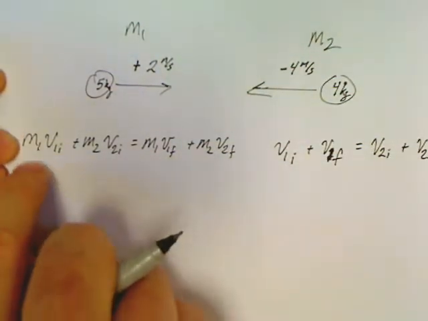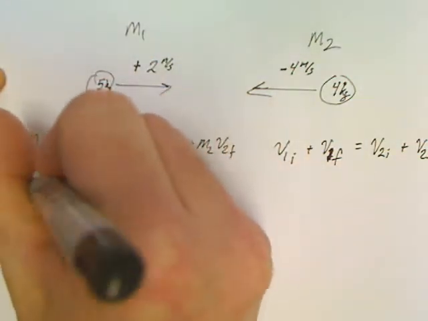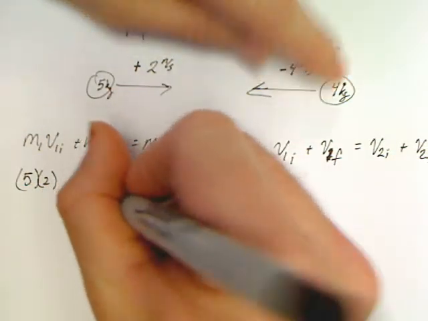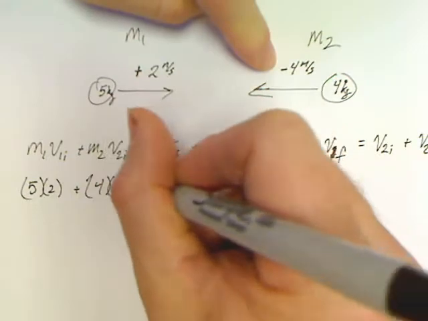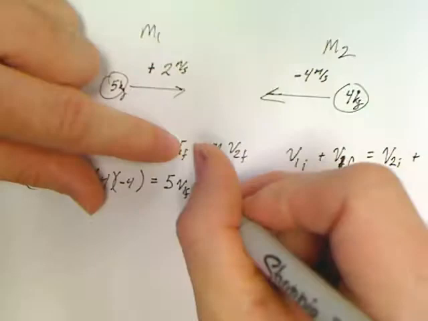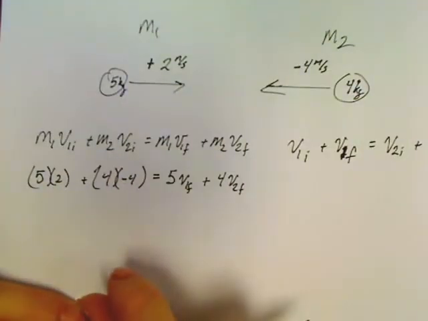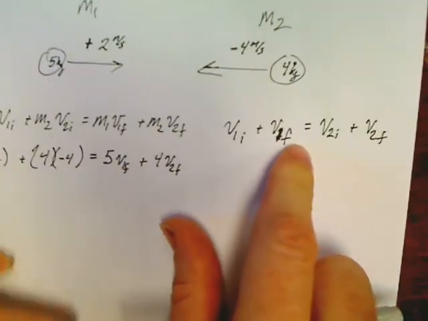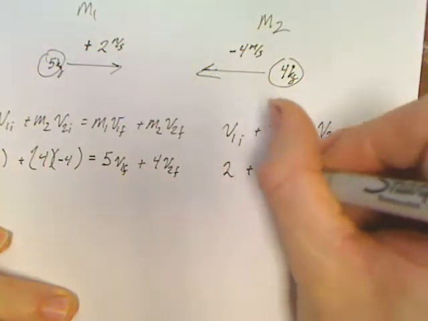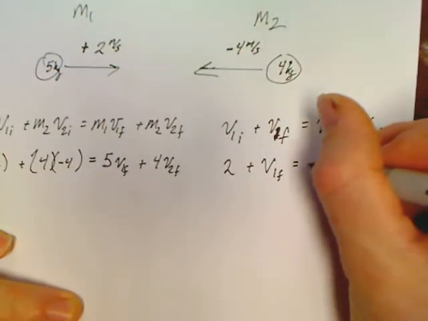So my M1 is going to be 5 times 2. So we're going to have 5 times 2 plus 4 times negative 4 equals 5 V1F plus 4 V2F. Now let's go ahead and plug in numbers over here too. V1 initial was 2 plus V1 final. V2 initial is negative 4.